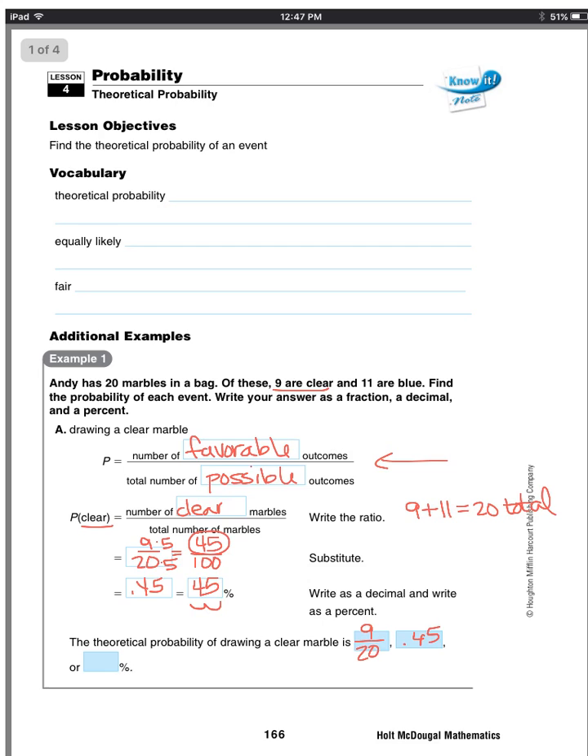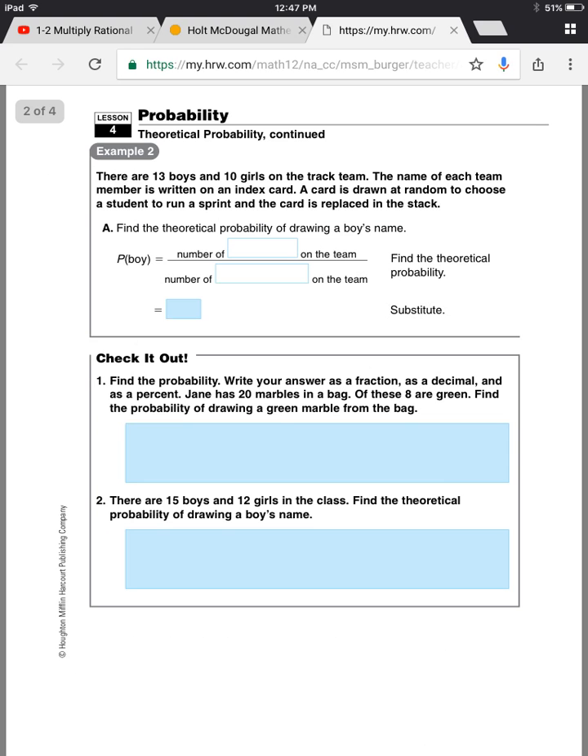0.45, or 45%. There are 13 boys and 10 girls on the track team. The name of each team member is written on an index card. A card is drawn at random to choose a student to run a sprint, and the card is replaced in the stack. So, we have the theoretical probability of drawing a boy's name. That's what they're asking us to find.